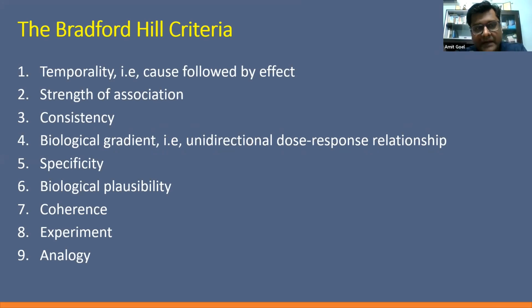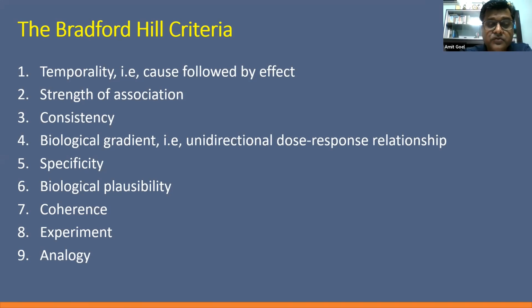One is temporality. That means the cause should come first, followed by the effect. Strength of association. Consistency means the association is in the same direction in different studies conducted in different groups of population, in different settings, different countries, regions, etc. There should be a biological gradient, meaning a dose-response relationship between the cause and the effect. Specificity means a cause causing certain specific diseases.